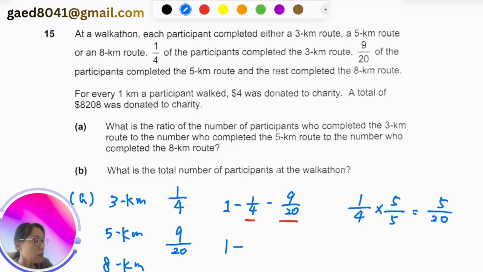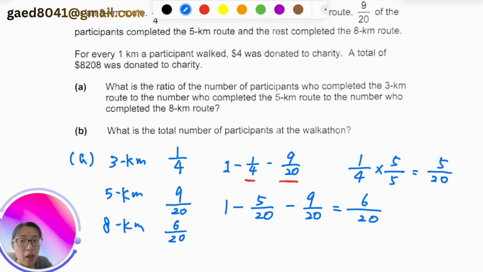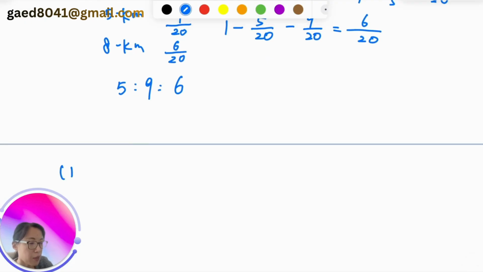Then let's complete our calculation. 1 minus 5/20 minus 9/20, we got 6/20. That's the fraction of the 8-kilometer route, the fraction of the people who joined the 8-kilometer route. So therefore, we can find the solution for part A. The ratio will be 5 to 9 to 6. Now next, let's solve B.